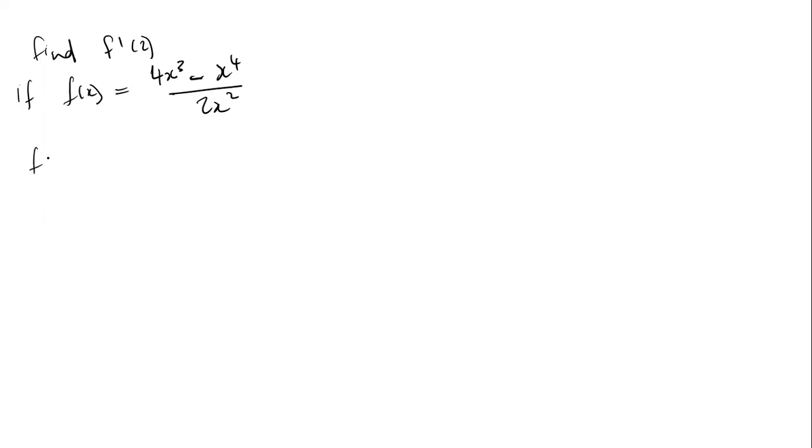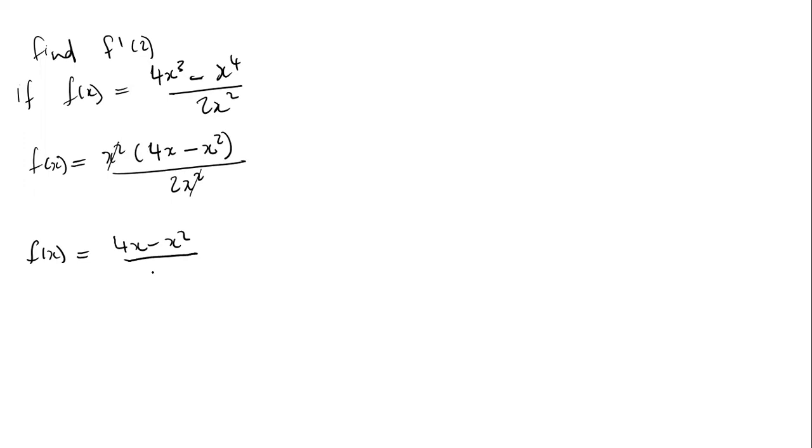So from this function, I'm going to say f of x is equal to, I'm going to take x to the power of 2 as a common factor out of this bracket. So I'm going to be left with 4 multiplied by x. And then here I'm going to be left with negative x to the power of 2, divided by 2 multiplied by x to the power of 2. And therefore x squared cancels x squared. Therefore, the function that I'm going to work with will be 4x subtract x squared over 2. Okay, so now let's work with this function to determine the first derivative at 2.